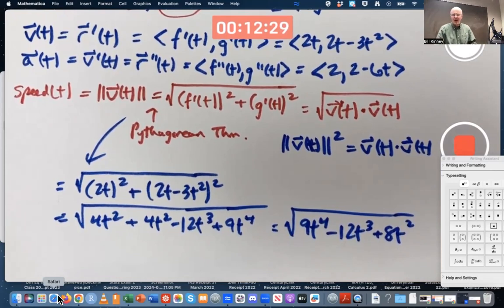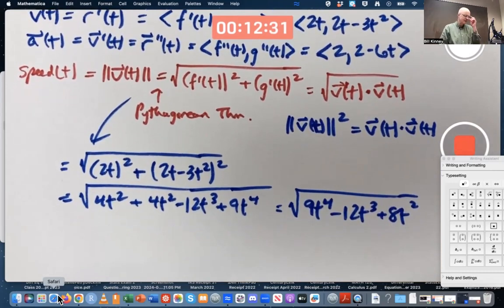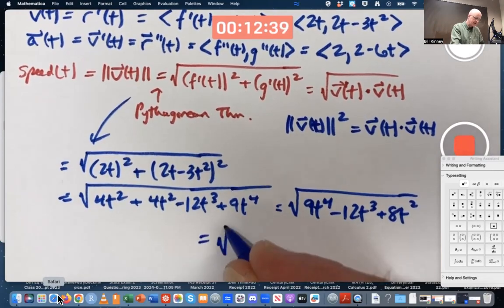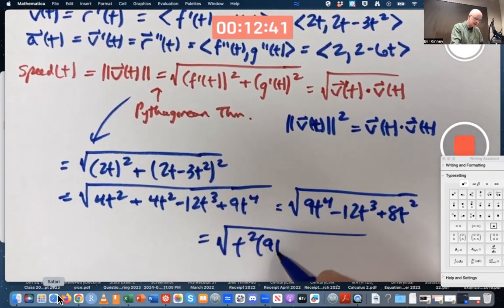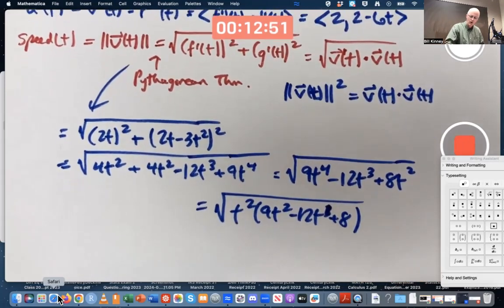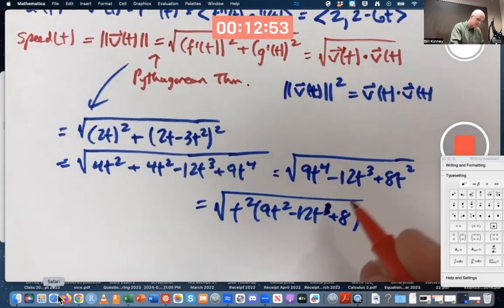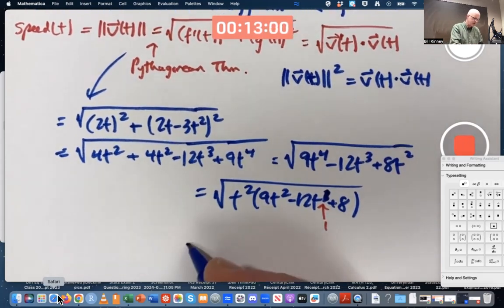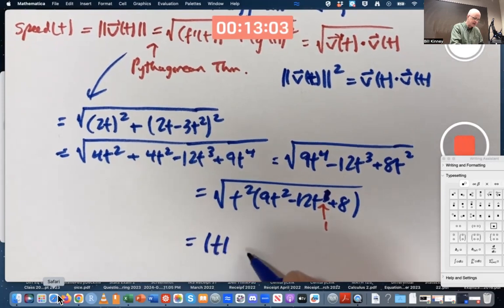If I were going to try to integrate that by hand to find the distance traveled, it might be worthwhile to factor out a t squared like this. Oops, that's to the first power. That's a 1 there. I didn't need to write it at all. And then the square root of t squared is technically the absolute value of t.